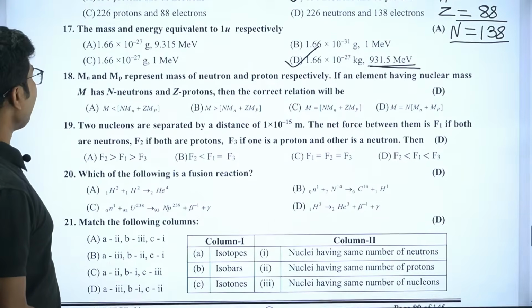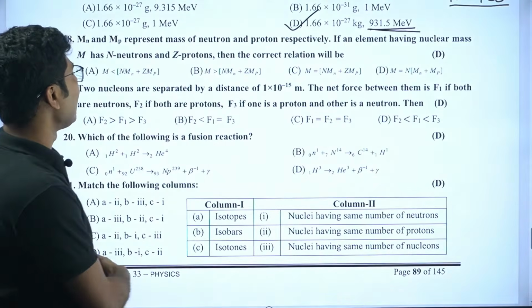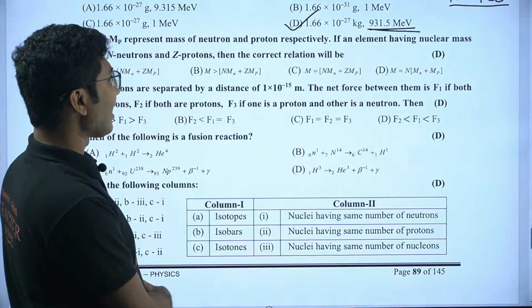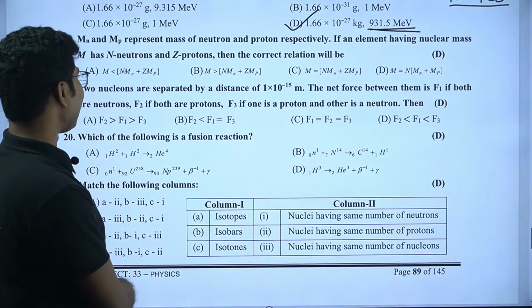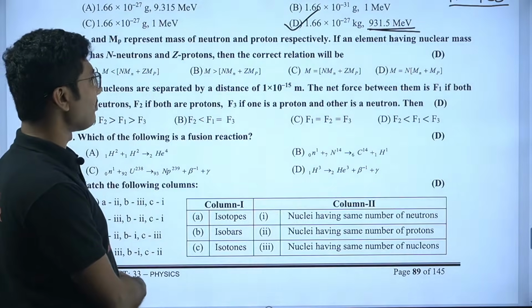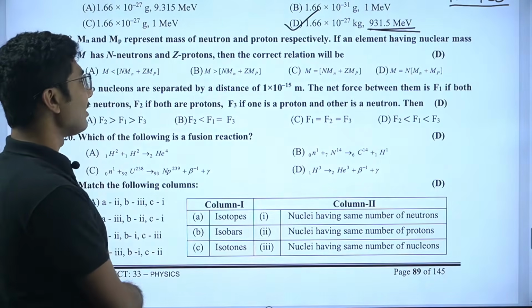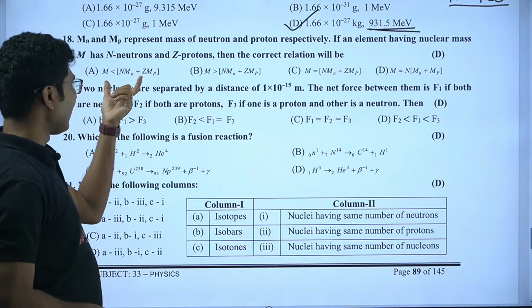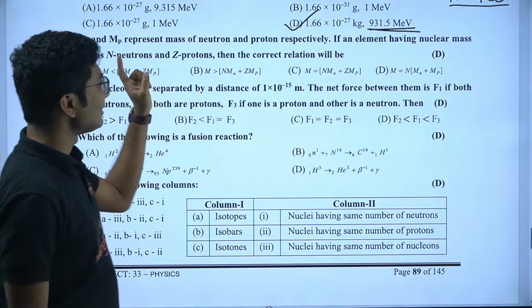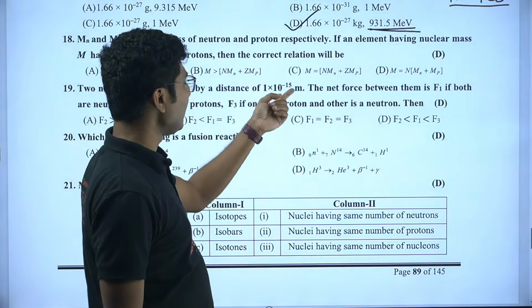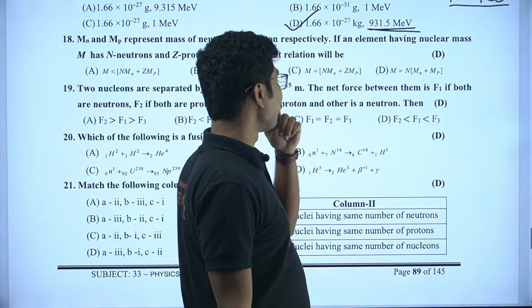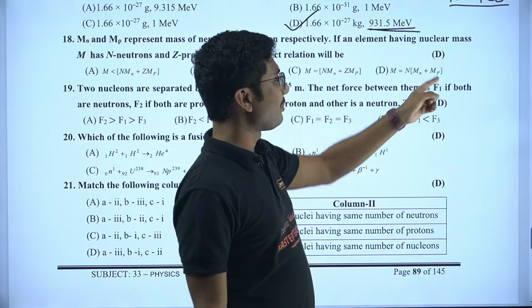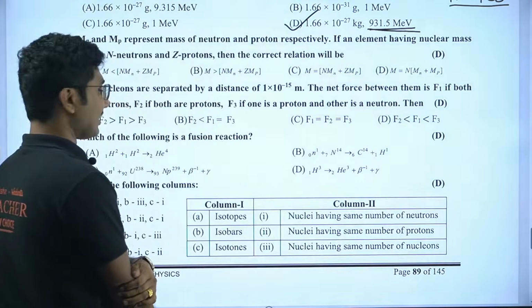Question number 18. Mn and Mp represent the mass of neutron and proton respectively. If an element having nuclear mass m has n number of neutrons and z number of protons, then the correct relation will be: m is less than Nm into Zmp, m is greater than Nm into Zmp, m is equal to Nm into Zmp, or m is equal to N into Mn plus Mp. Which one is correct?